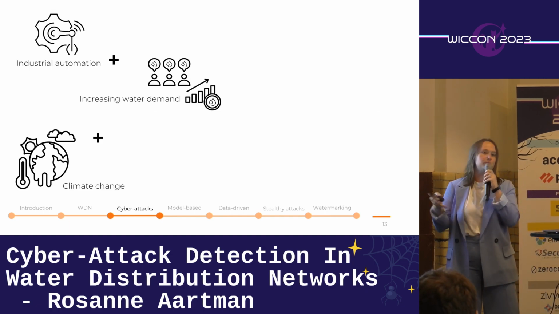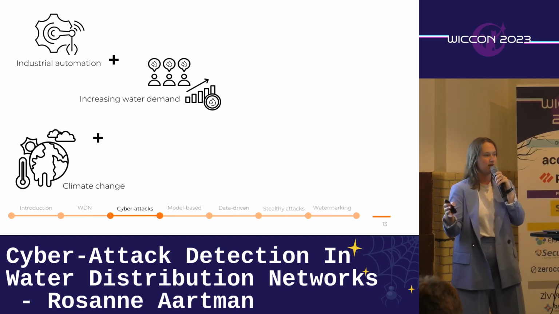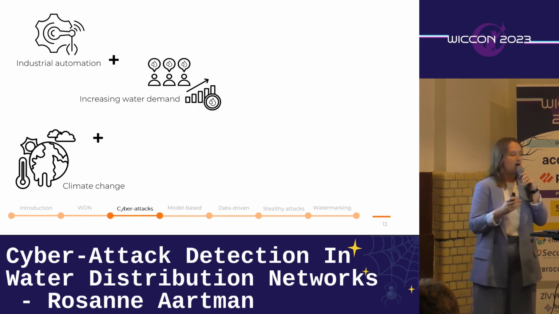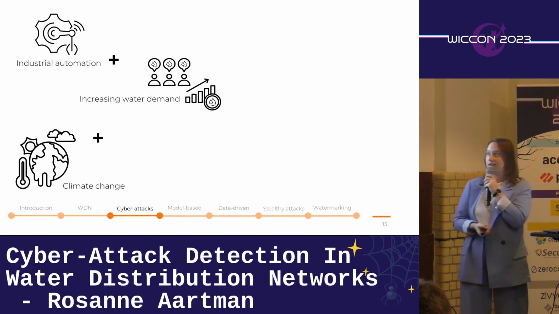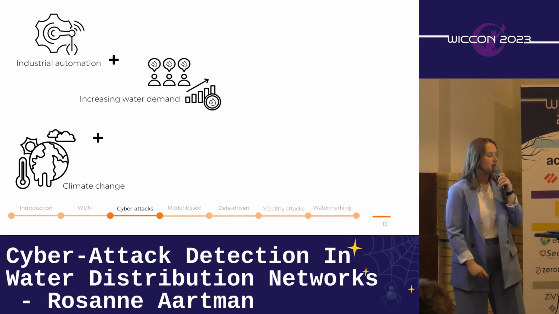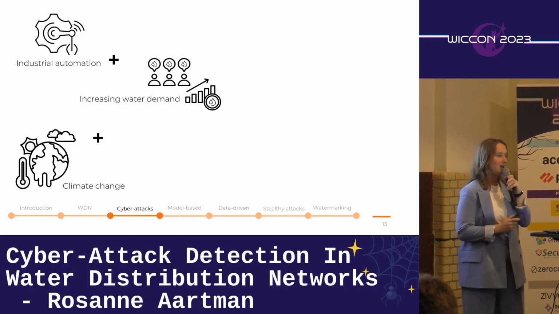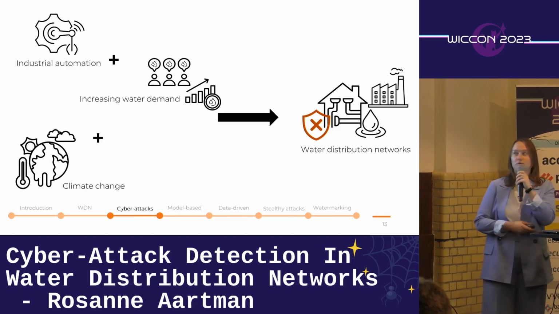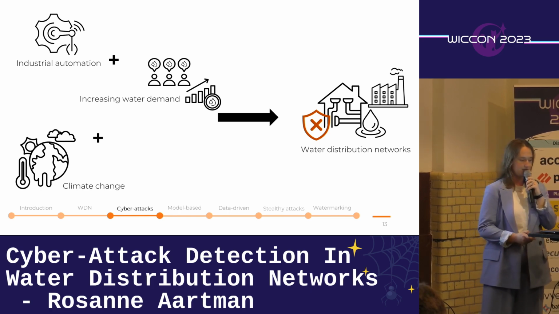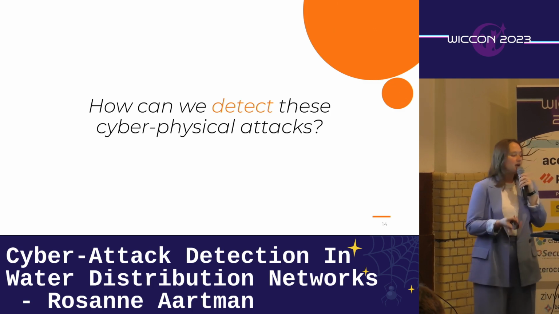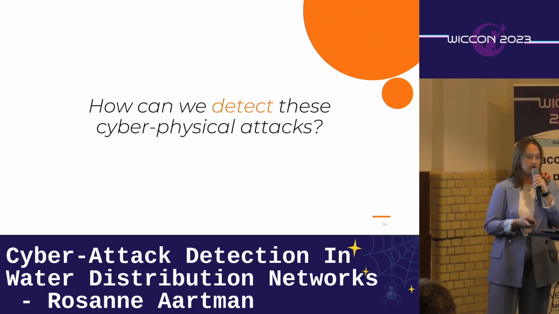So we are within the world right now very eager to have industrial automation. We want to automate everything. However, this comes with consequences of being exposed. And together with the increasing water demand and additionally, unfortunately, the human-made climate change, making the water distribution networks a target for cyber-physical attacks. So how can we detect these cyber-physical attacks in our critical infrastructure?